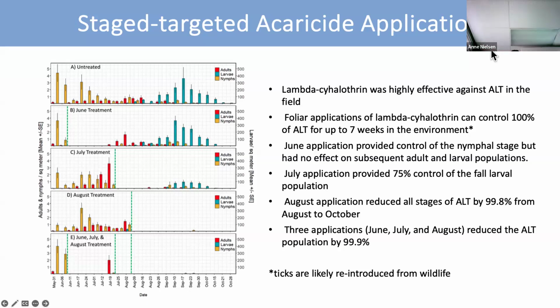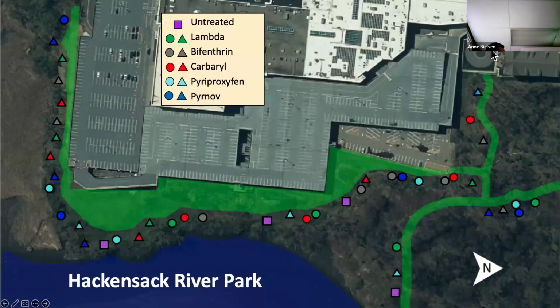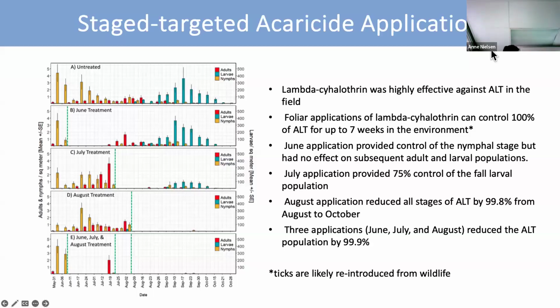So basically what Matt proved here is that with this type of control, you can achieve control very similar to treating 3 times a year just by treating in August in terms of controlling the population overall.